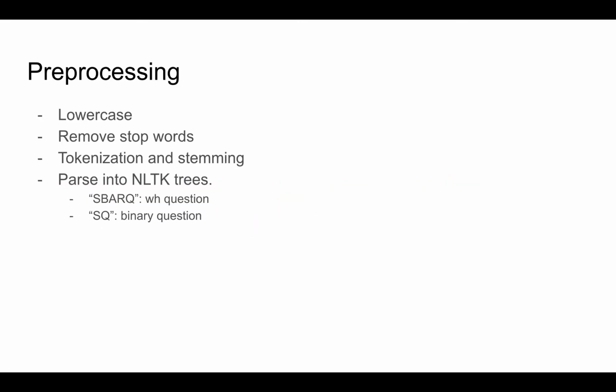Now let's go to the question answering. First, we pre-process the questions and the article. Then we use the Stanford CoreNLP parser to parse the questions into NLTK trees and determine the question type. The tree label SBARQ means a WH question, and tree label SQ means a binary question.